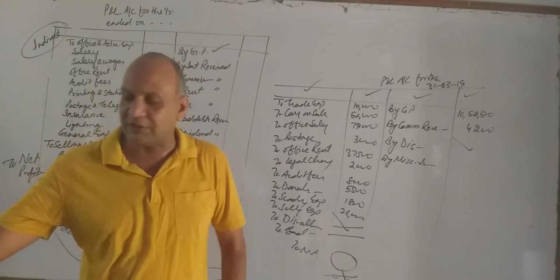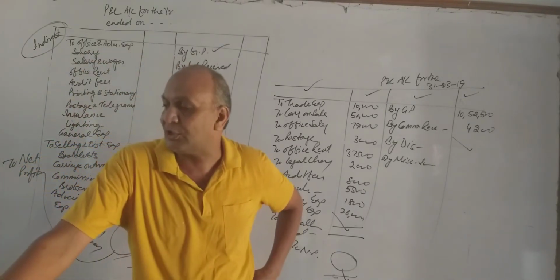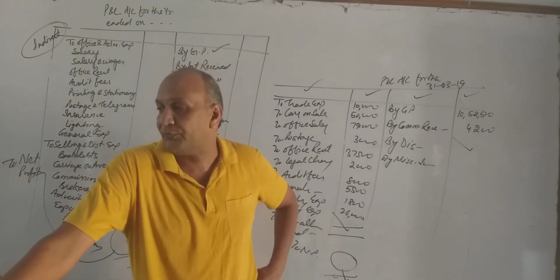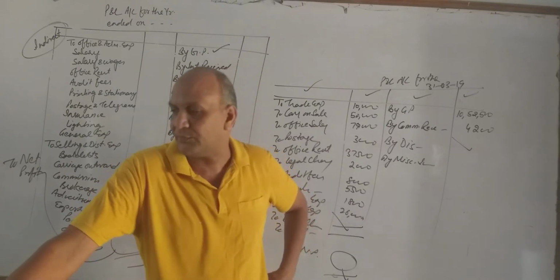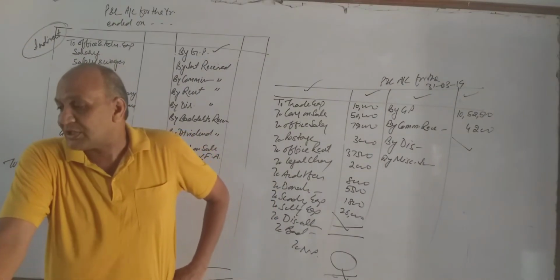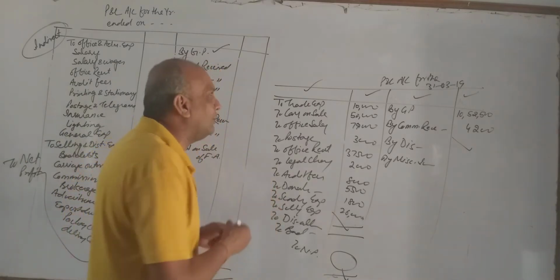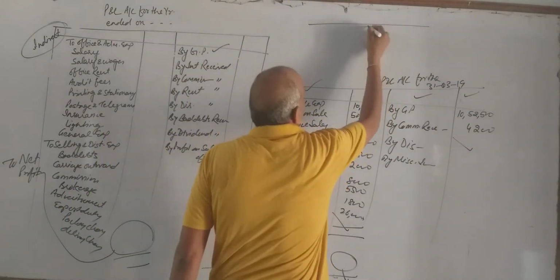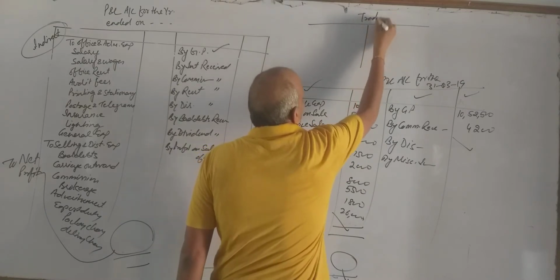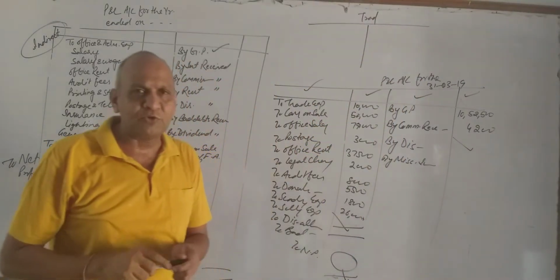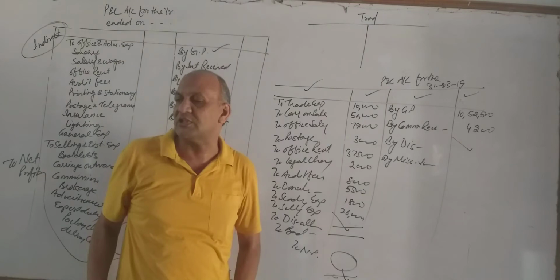Let us do one more sum just by reading only. Illustration number 12. Calculate net profit. Page number next, 21.17. The question is also asking to calculate gross profit. It means we have to prepare both accounts. We have to prepare the trading account and the profit and loss account. So it will be easy for us to differentiate.